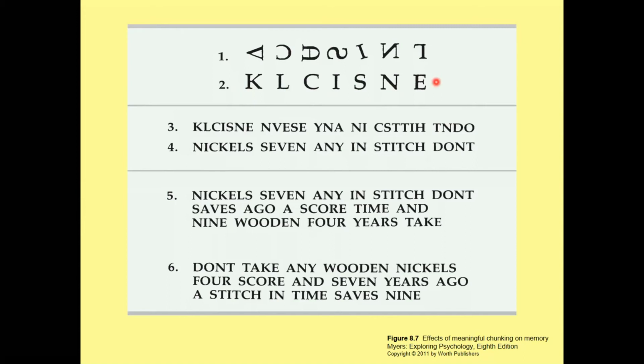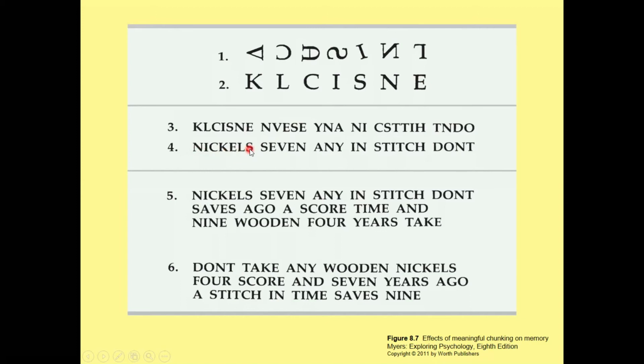Now, why? Well, because they're just random letters. It doesn't spell any meaningful word, right? It lacks meaning and it lacks organization. How could you make it easier to remember each of the letters on this list? What you could do is rearrange those letters into a word, such as this word we have down here on number 4, nickels, right?